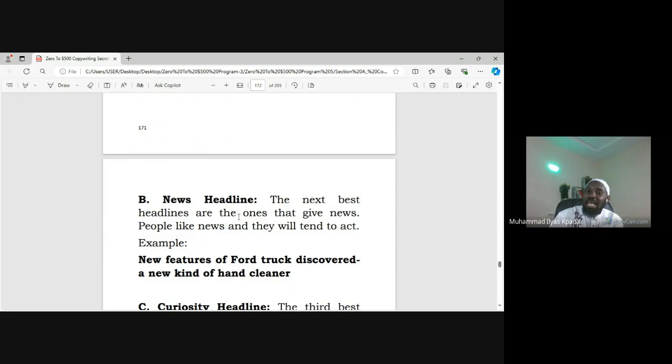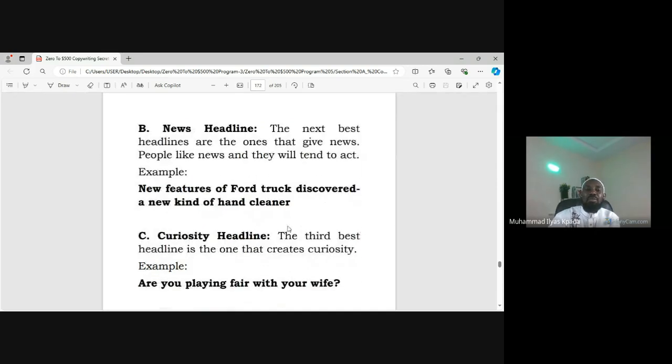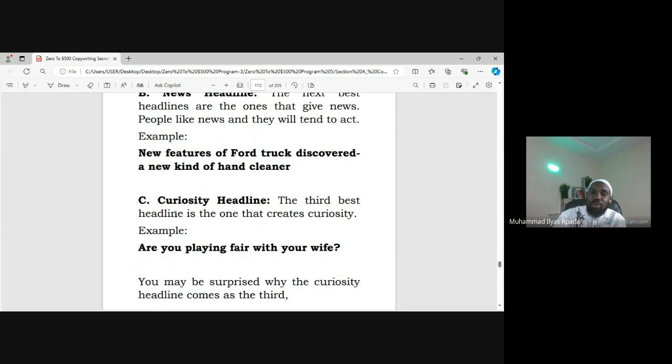News headline. The next best headlines are the ones that give news. People like news and they tend to act. Example: new feature of Ford truck discovered, a new kind of hand cleaner, right? The next is curiosity.